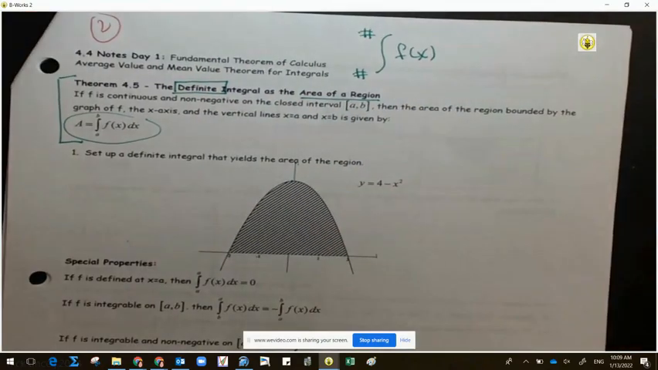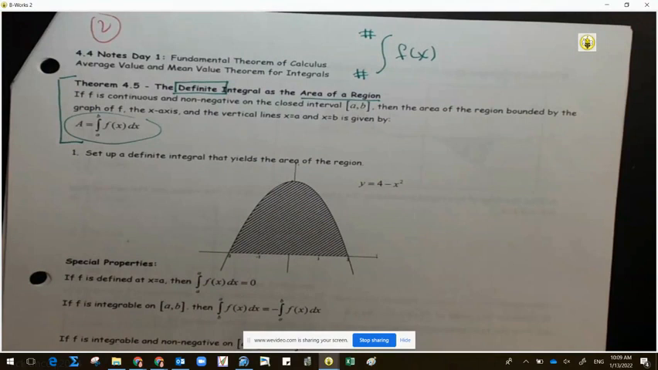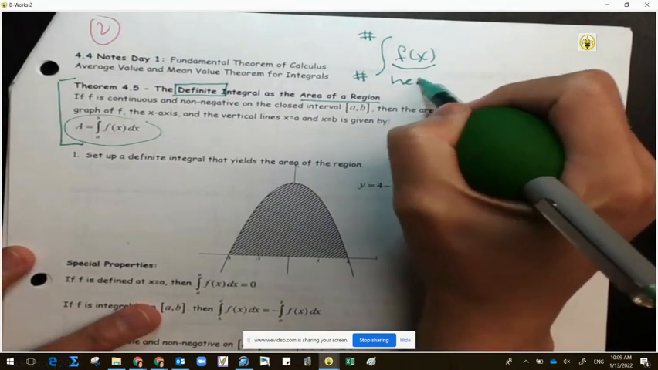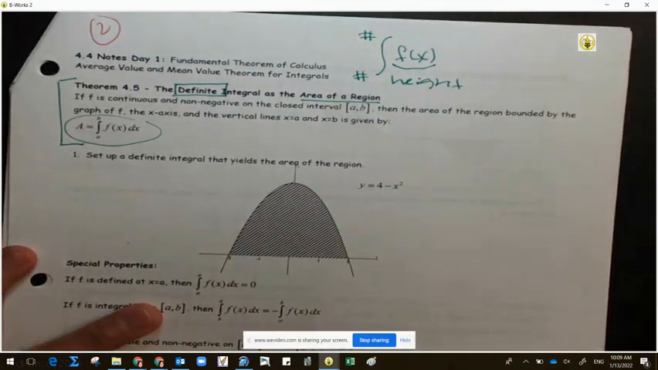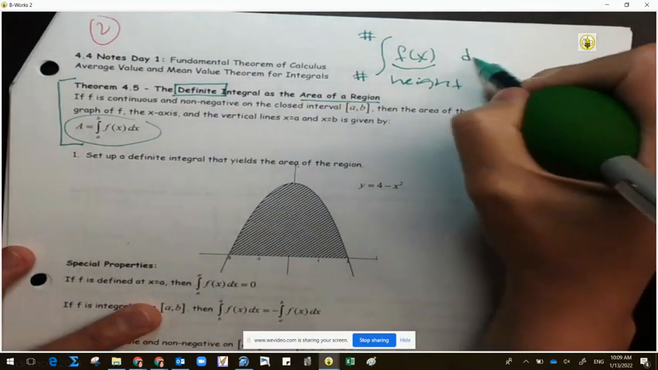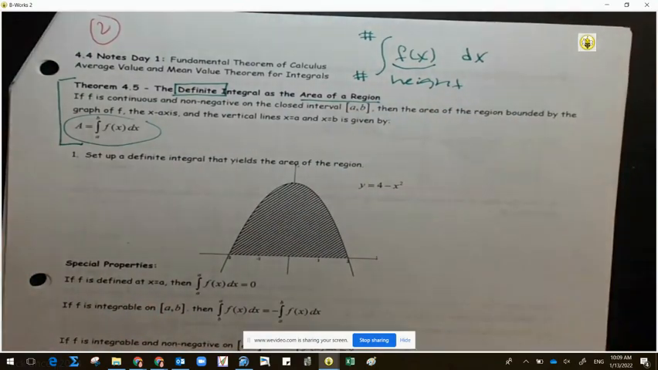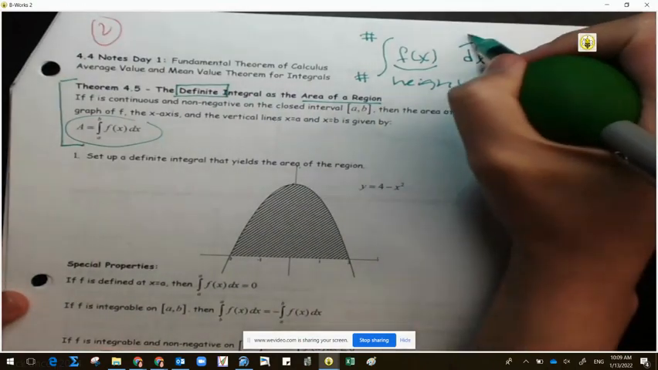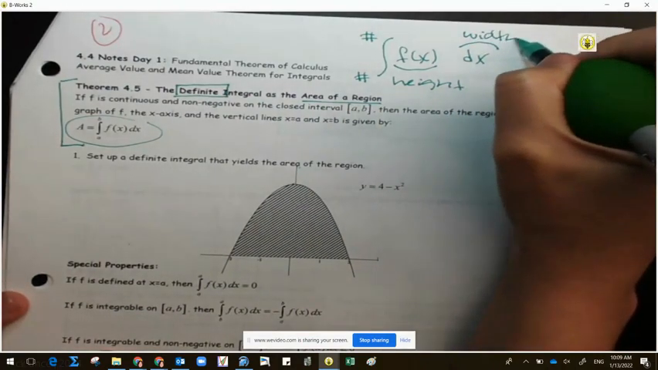Now, is f of x pertaining to our domain or the range? Range. F of x means y. Y is our range, so that is the value of our height. And then it says dx at the end. Dx basically means change in x, and that change in x is basically x2 minus x1. And that is basically our width.